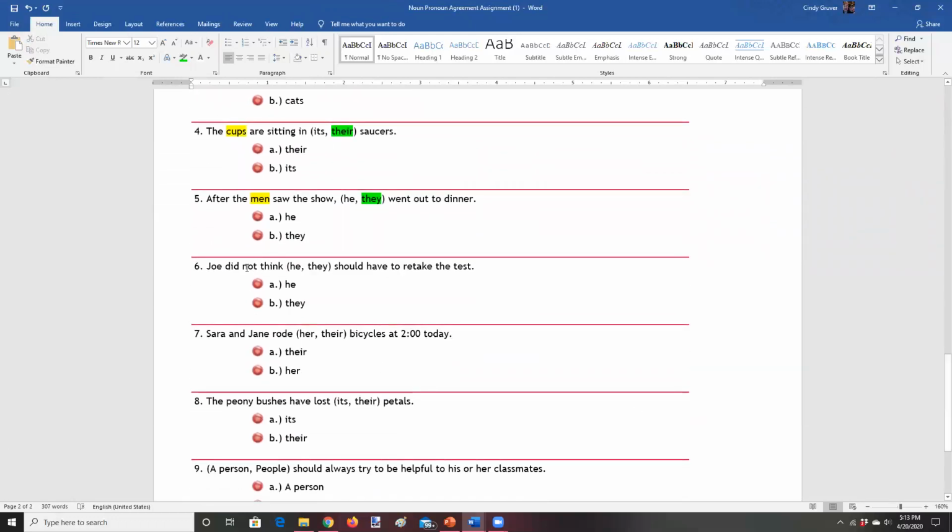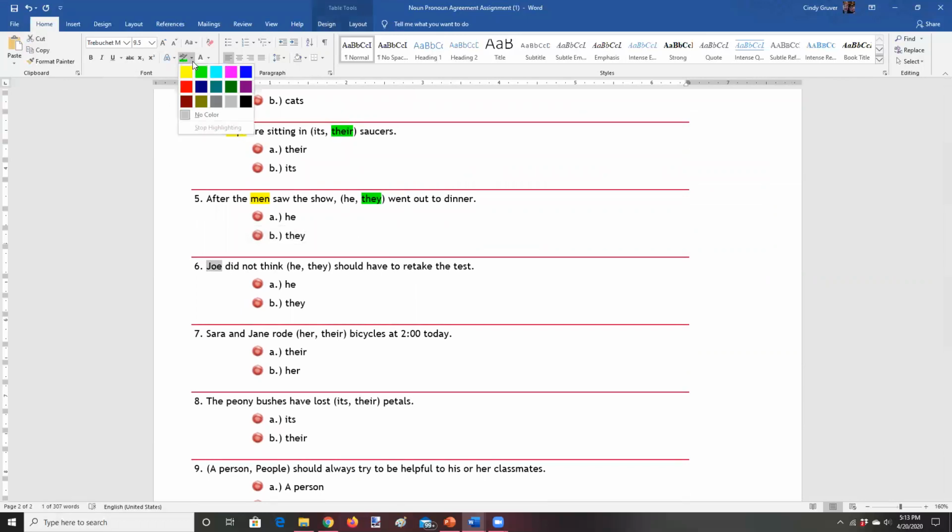Here, Joe did not think, so Joe is our antecedent. And obviously Joe is singular and it's male, so we're going to go with he, singular male. The they would be if we had Joe and Bob or Joe and Teresa. Two people are they, one person's going to be a he or a she, in this case he.